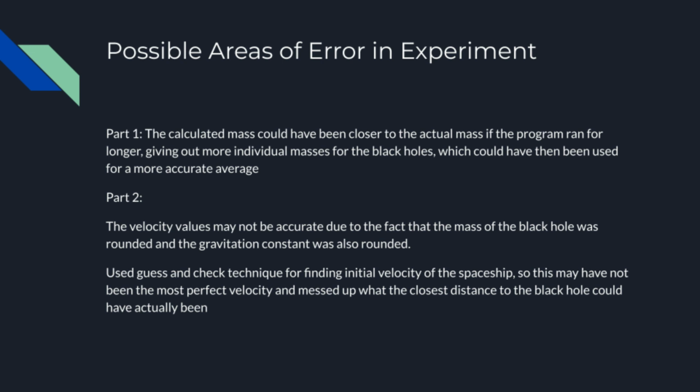Possible areas of error in the experiment are that the calculated mass could have been closer to the actual mass if the program ran for longer, giving more individual masses for the black hole, which could have then been used for a more accurate average. For part 2, some possible errors were that the velocity values may not be accurate because the mass of the black hole was rounded and the gravitational constant was also rounded. And I used a guess and check technique for finding the initial velocity of the spaceship, so this may not have been the most perfect velocity and may have affected what the closest distance to the black hole could have actually been.